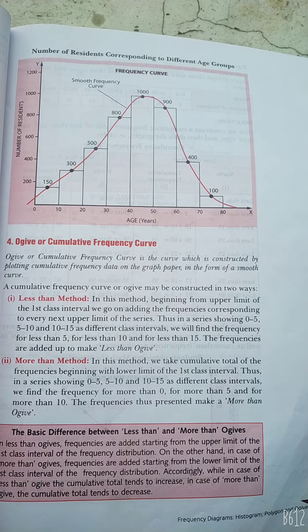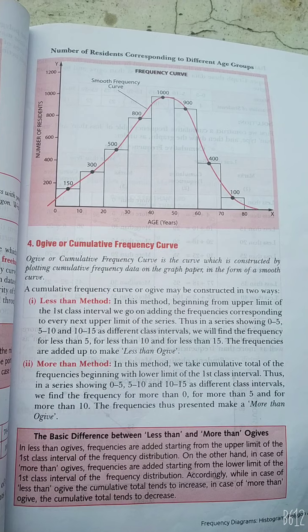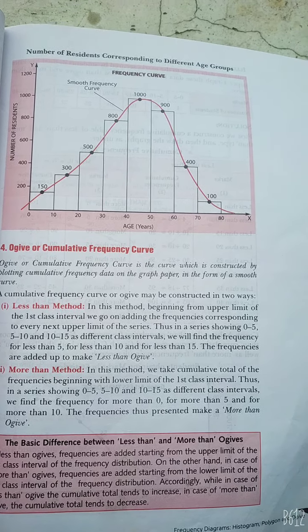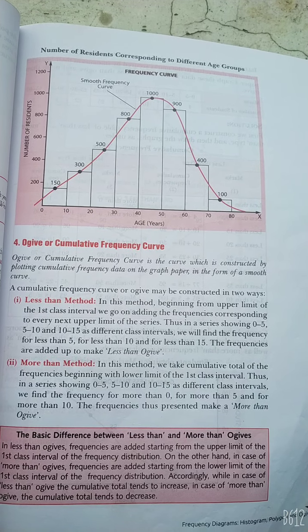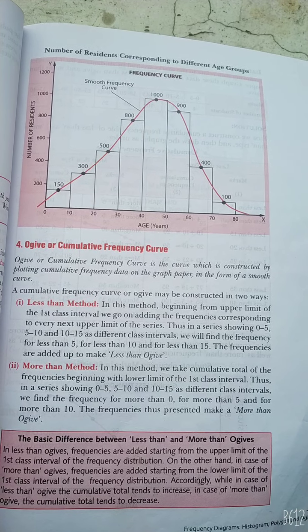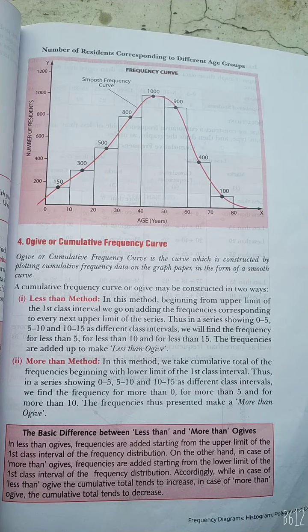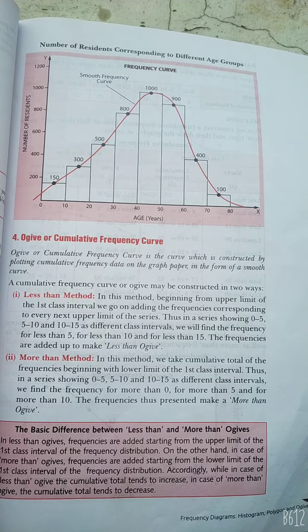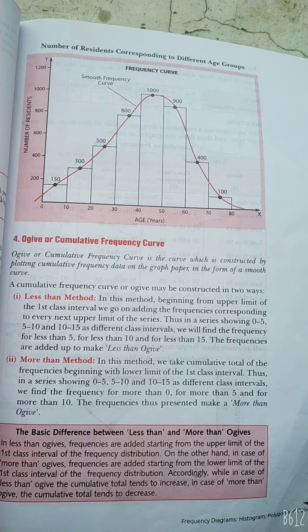And in the more than method, we take the cumulative total of the frequency beginning with the lower limit of the first class interval in a series showing 0 to 5, 5 to 10, 10 to 15 and different class intervals. We find the frequency of more than 0 for the more than 5. The frequencies thus presented make a more than ogive curve.